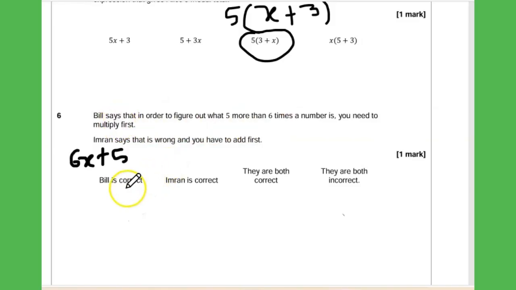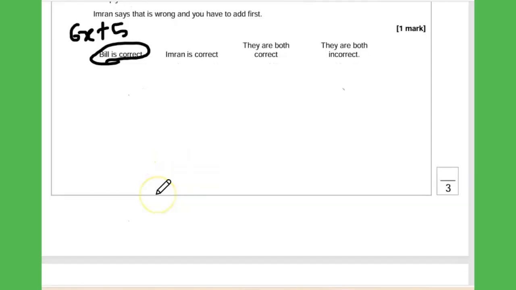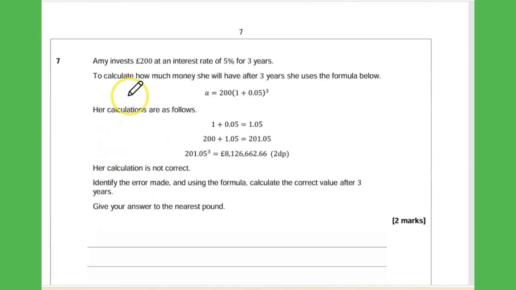Okay, Bill. So Bill is correct. I can circle this. This is actually very correct. Now number 7.